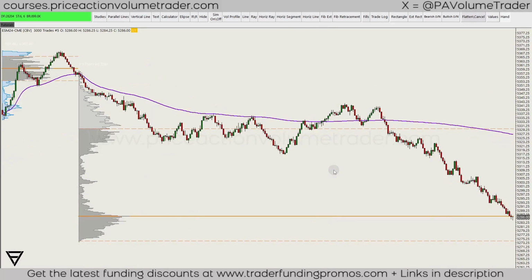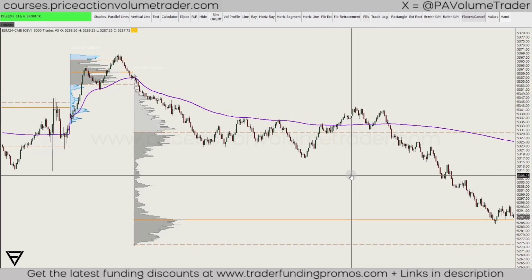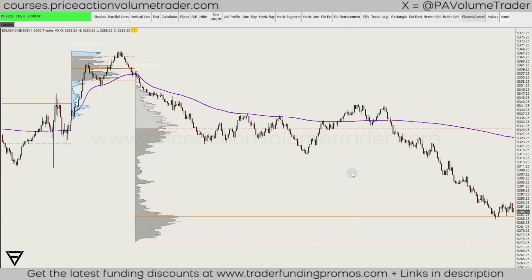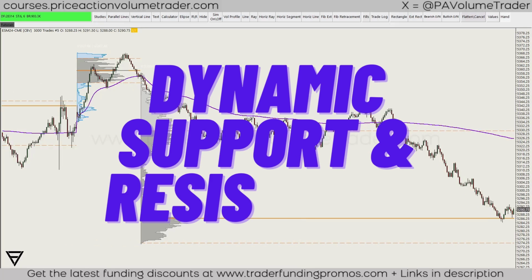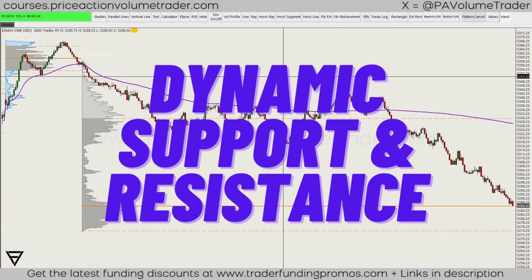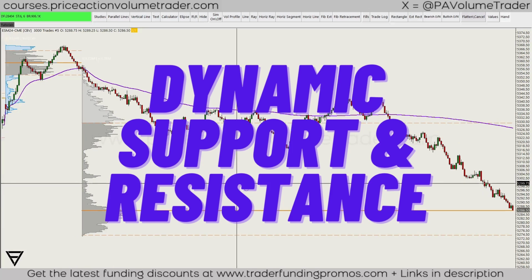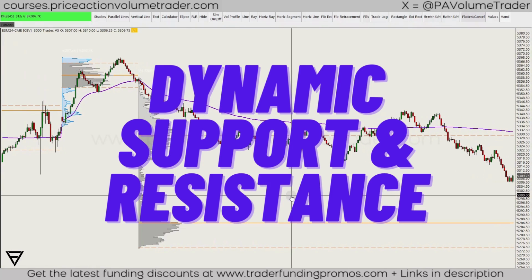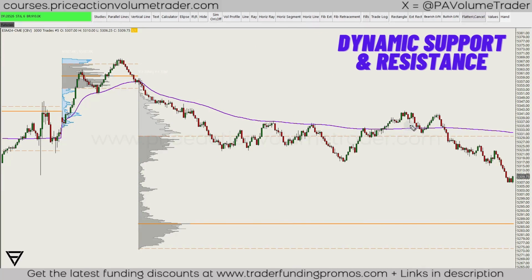Okay, now the next one, and this is probably the one that I use the most, is using VWAP as a dynamic support and resistance level. You can see it doesn't always work exactly like this. Obviously, there are going to be areas where you're going to have fake outs, for example, here.